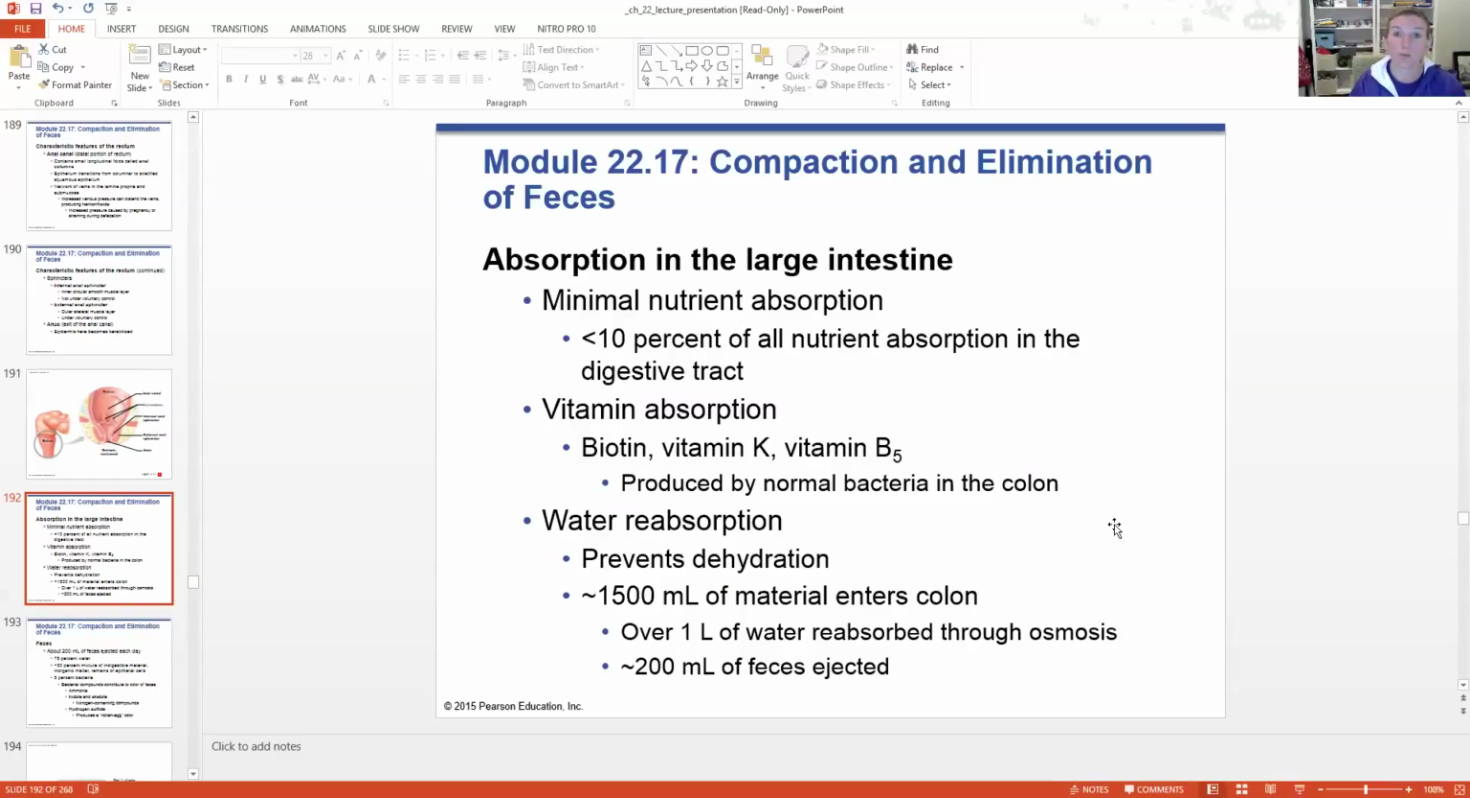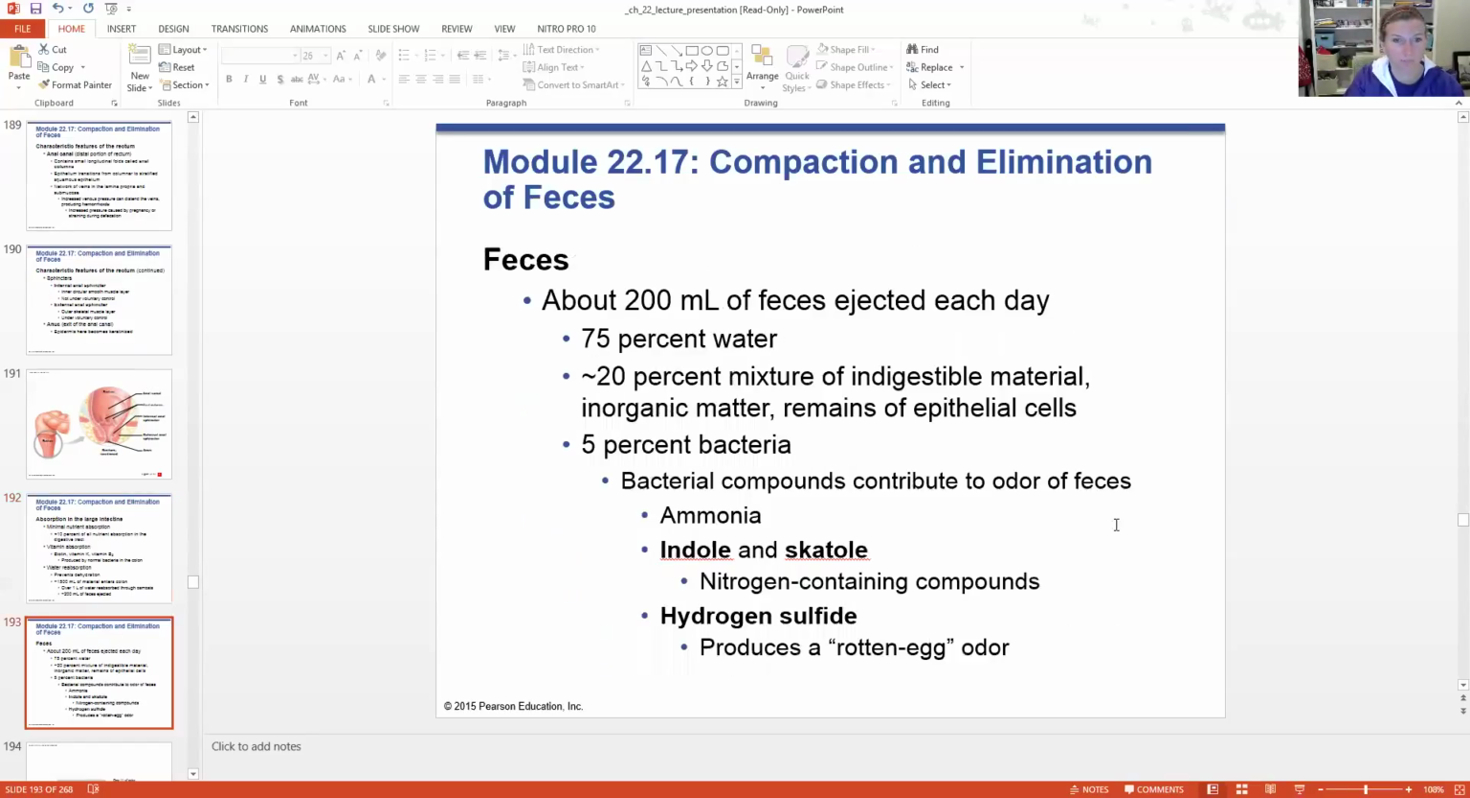We also have water reabsorption occurring that's going to help prevent dehydration. 1.5 liters or 1,500 milliliters enters our colon every day, and over 1 liter goes right back into our body. So less than 200 is actually ejected, unless you're sick or your bacteria are out of balance, and you might have some diarrhea or loose stool, which can be dangerous, and you have to increase your water intake to offset that. So let's talk about the composition of feces.